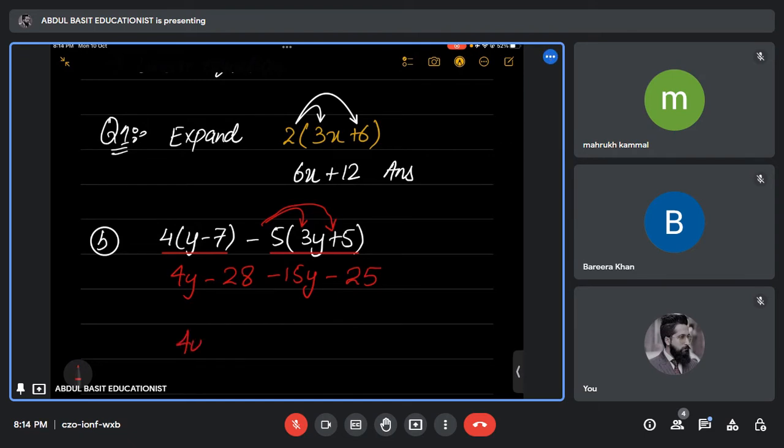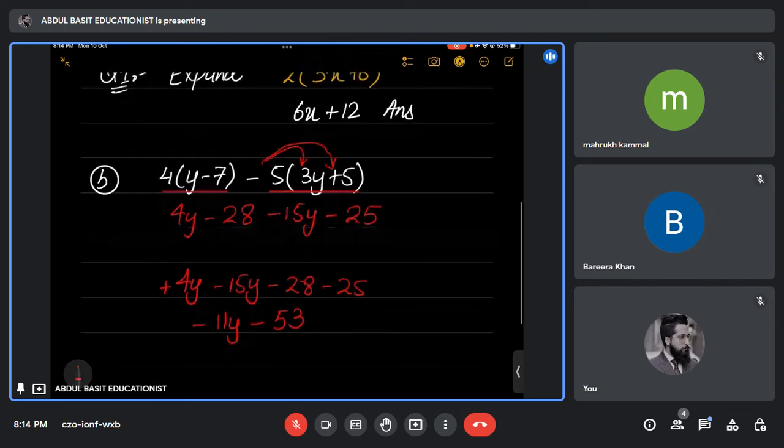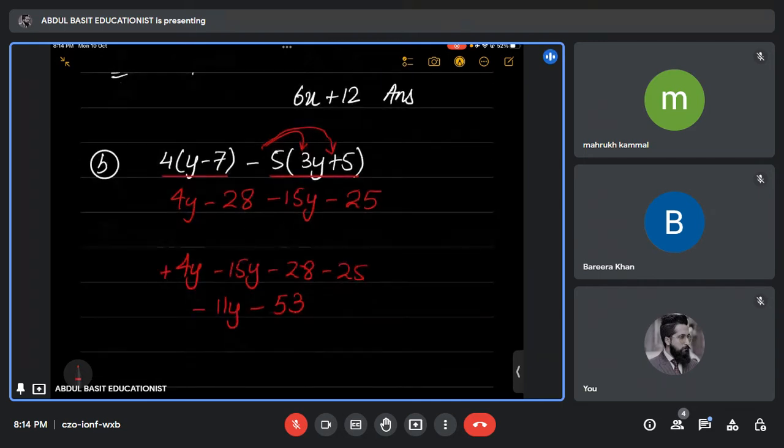4y minus 15y, negative 28, negative 25. So plus minus is minus, and the sign of the greater value. Just write down the sign first, because most of the time students forget the signs. So 15 minus 4 is 11y. Minus minus is plus, but sign of the greater value. So 28 plus 25 is what? It's 53, right?